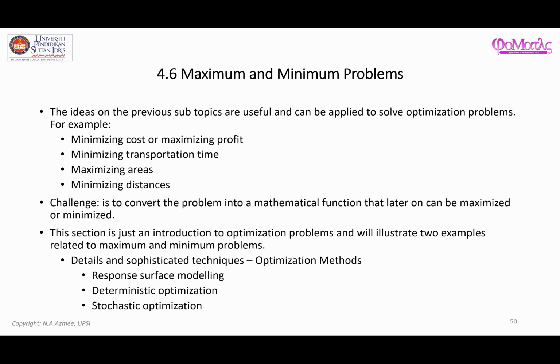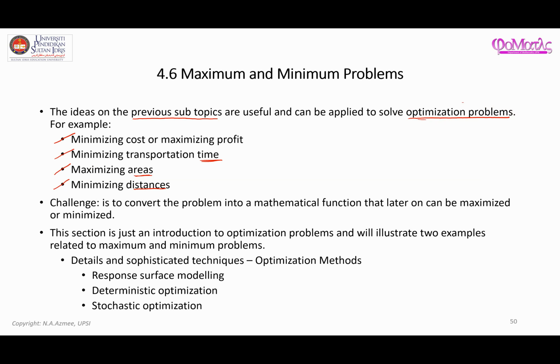So, based on what you have seen in the previous subtopics, all the information or knowledge is useful and can be applied to solve optimization problems. For example, optimization problems can be in minimizing the cost or maximizing the profit. It could also be about minimizing the transportation time. It could also be about maximizing the areas and also maybe about minimizing the distances. So those are some of the examples related to the optimization problems.